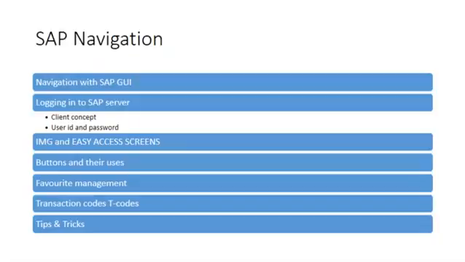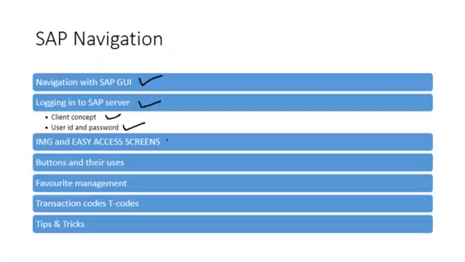Before we start working on SAP, we need to understand how to navigate within the SAP GUI screen. The SAP GUI screen means SAP Graphic User Interface. To use this, first of all, you need to log into the SAP server. There is a client within which you log in, and a user ID and password are required to log into the SAP server.